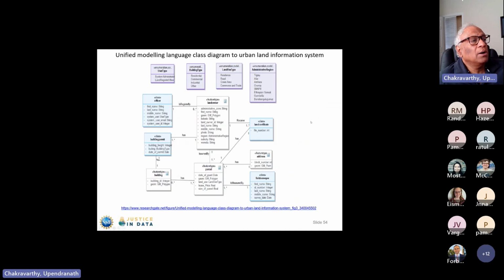Here is an example of a UML class diagram for an urban land information system that I found. I may not be able to understand it completely, but you guys will be able to understand it better. So this is the UML model that is used instead of the ER model, which goes a little bit farther in representing interactions, behavior, use cases, and other things that can be implemented in a system.